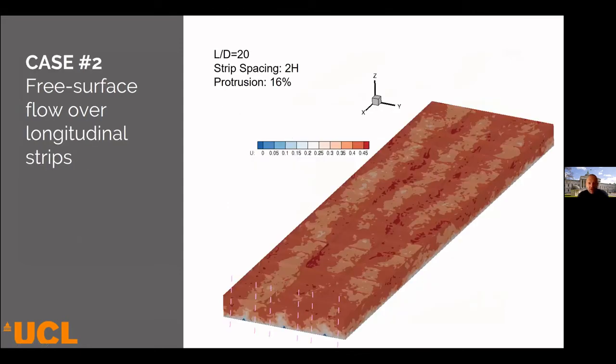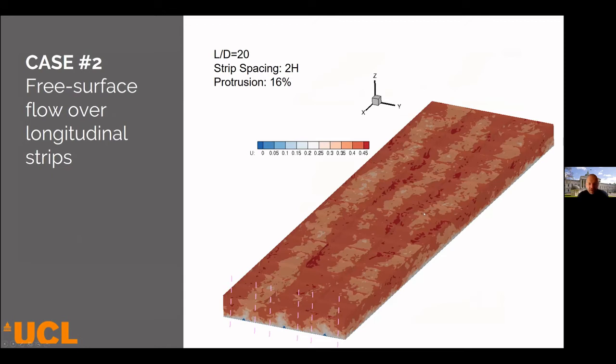Case number 2 that we're looking at the moment is the free surface flow over longitudinal strips. So in case 1, we've seen more the Kolk boils of the first kind. In this case, we're interested in the Kolk boils of the second kind, so the ones that are generated by secondary currents.